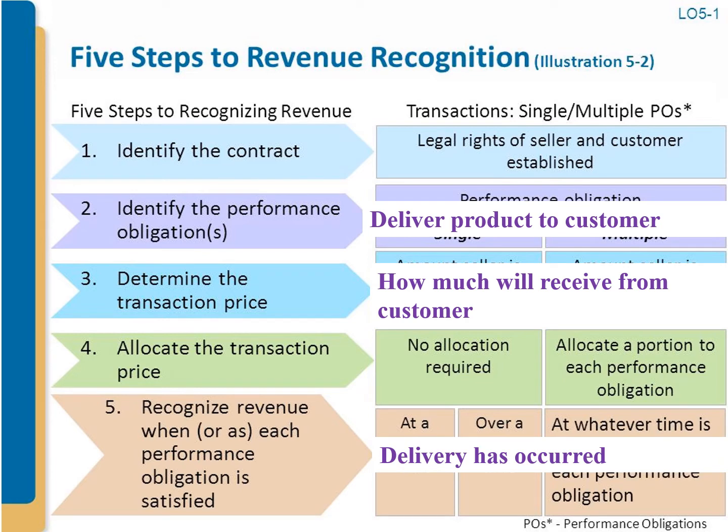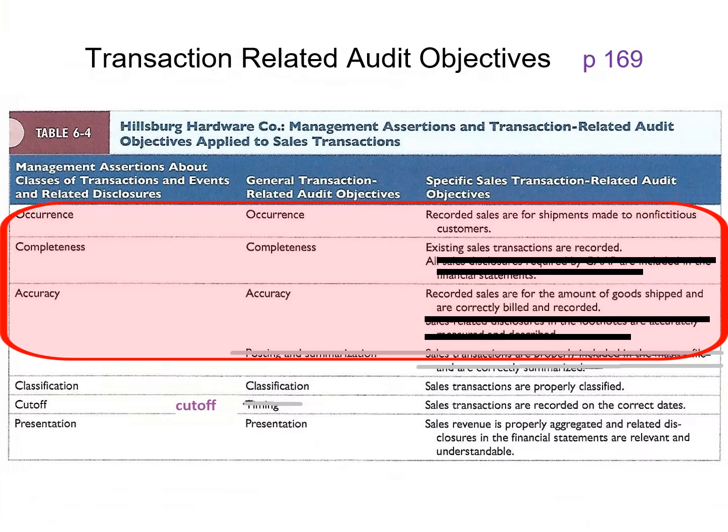So you learned that in 321. You're supposed to still know it. So think about the 5 steps to revenue recognition. You can't audit revenue. You can't audit sales if you don't know what a sale is. So what you learn in 321 is important after all.